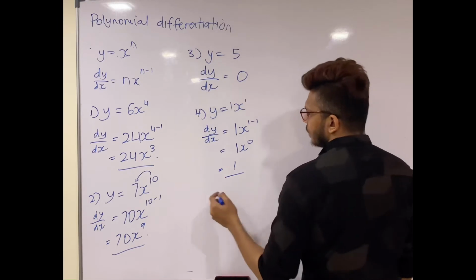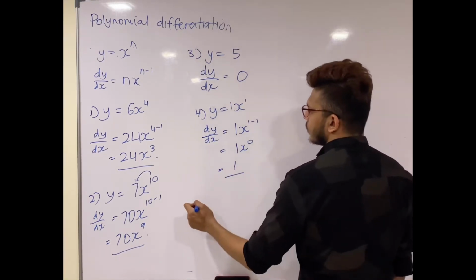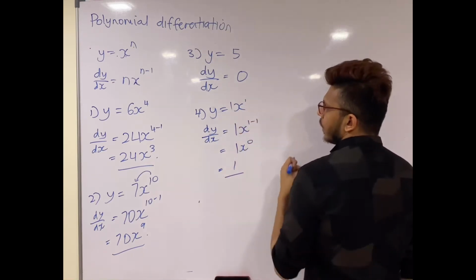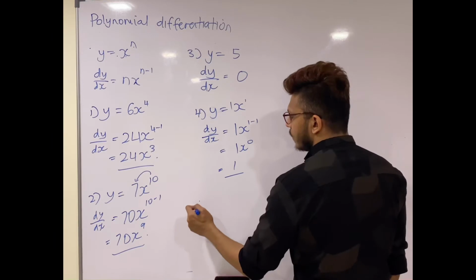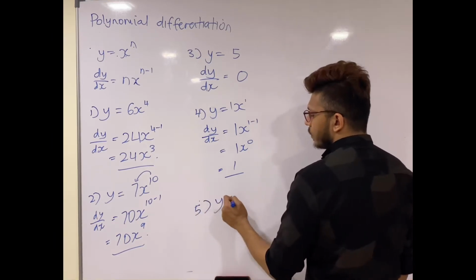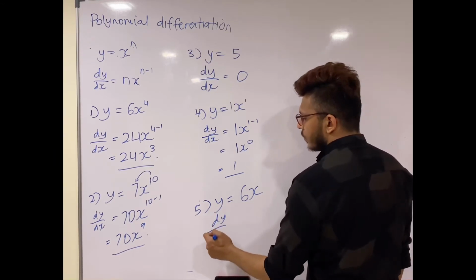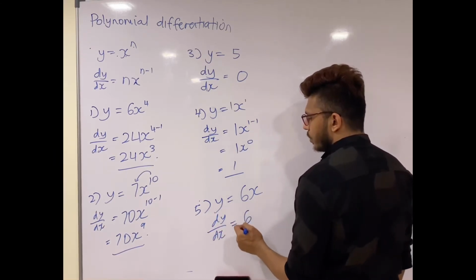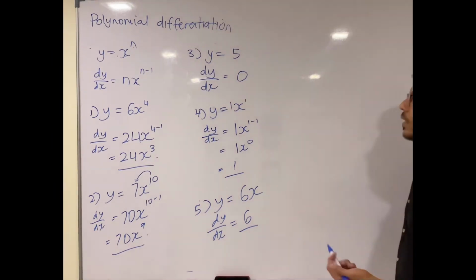Always remember, if it is just a constant, then it's going to be 0. If it's to the power of 1, then it's just going to be whatever the number is. Example, if I have y equals 6x, the answer of dy dx is just going to be 6. Understand, guys? Now, let me continue.